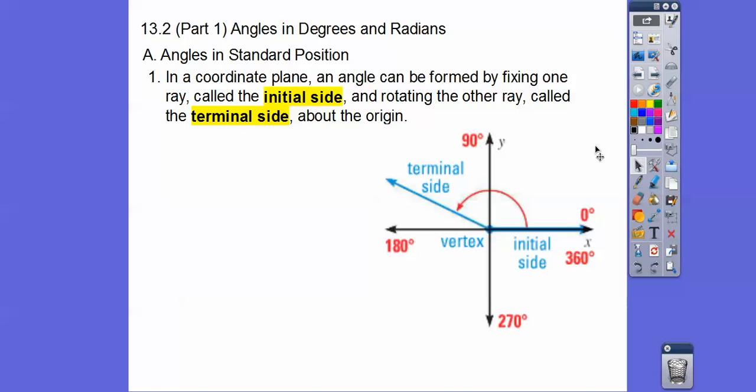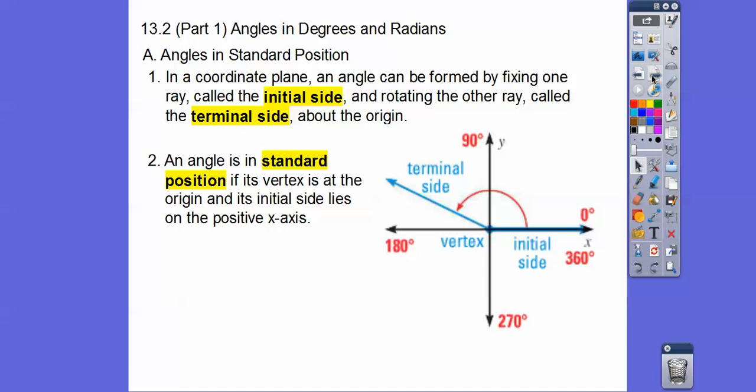Anyways, in a coordinate plane, an angle can be formed by two rays. The first ray, where the angle starts, is called the initial side, and where the angle ends, it's called the terminal side. Notice that the vertex is at the origin, here's my y-axis, here's my x-axis. An angle that's in standard position has its vertex at the origin and its initial side on the positive x-axis. Here's the negative x-axis over here, and then the terminal side is somewhere over here, and it could go down this way also.